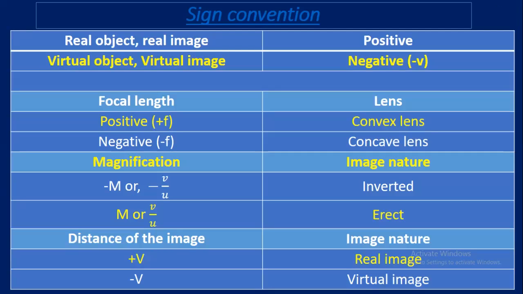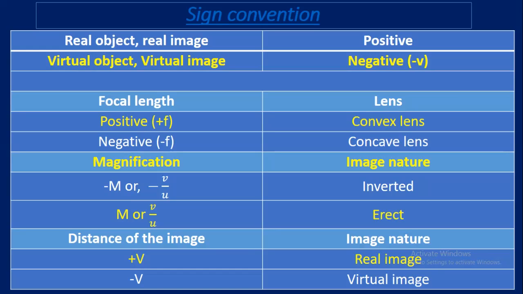For focal length, for a convex lens, f is positive. For a concave lens, the focal length is negative. And for magnification, it is minus v by u. The distance of the image for a real image is positive, and the distance of a virtual image is negative.